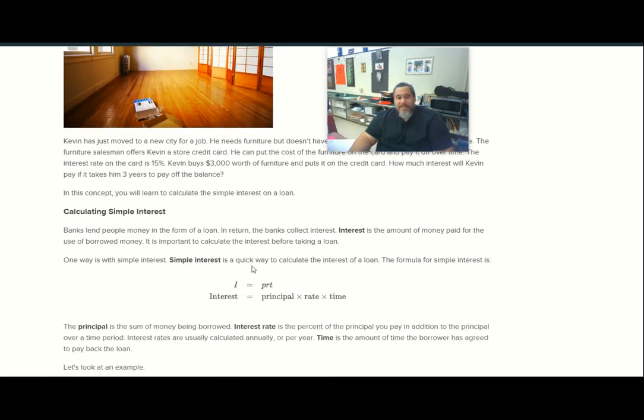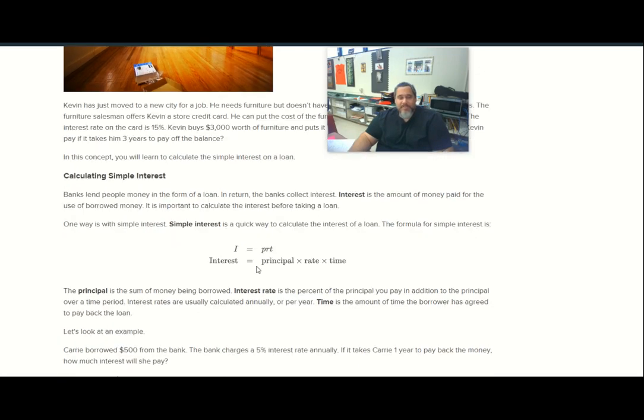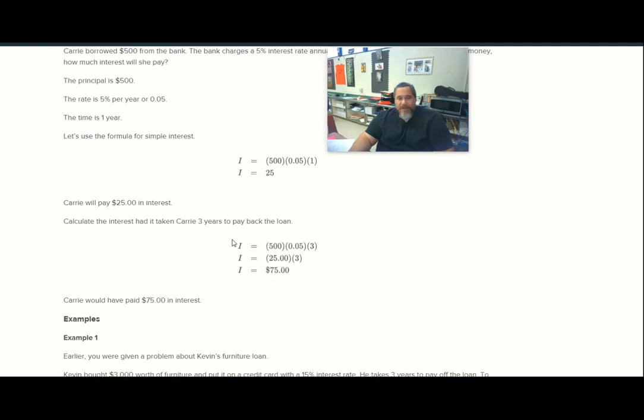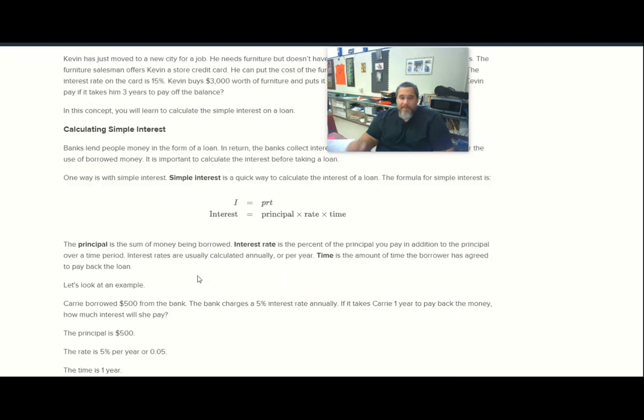After you read about Kevin and his new city job, it goes on in this lesson to explain how to calculate simple interest. If you're somebody for whom this resonates and makes sense, cool. Go ahead and do it. Follow the examples. For everyone else, actually for most of you, talk to me if you want something different.